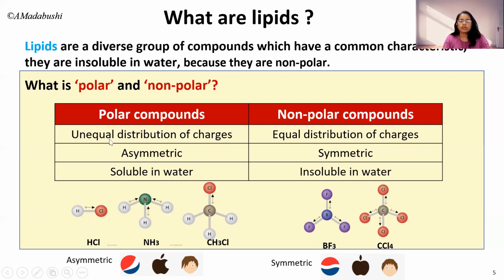So polar means unequal distribution of charges. So the molecules that have unequal distribution of charge are polar, whereas the ones that have equal distribution of charge are nonpolar. So what do I mean by unequal? It means, in a way, asymmetric. Also, those molecules are soluble in water, whereas nonpolar is symmetric and it's insoluble in water.